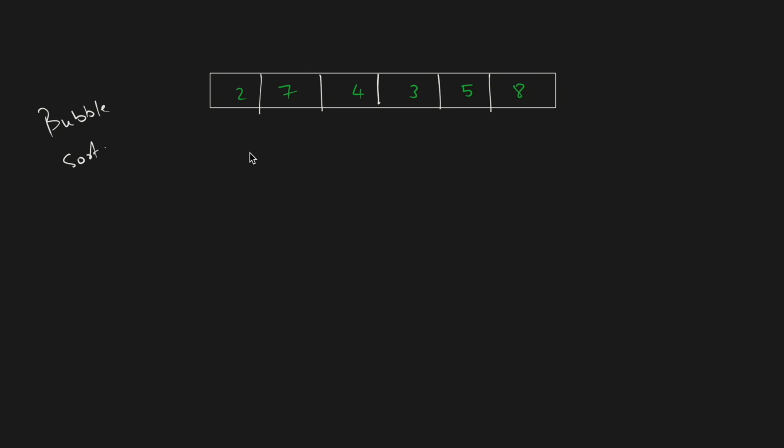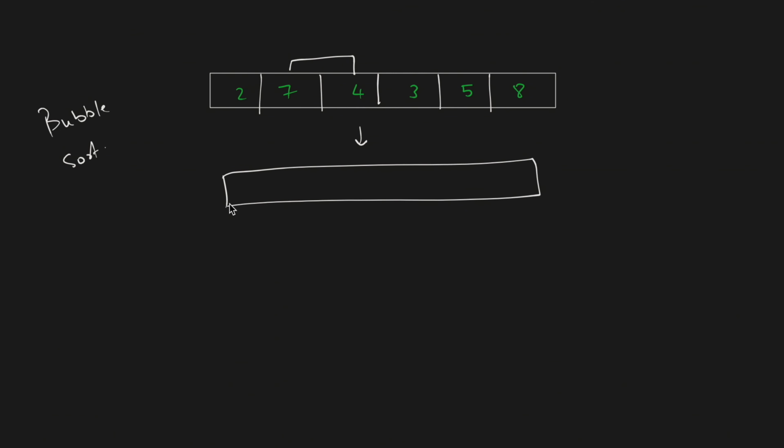So suppose we have this list of numbers. If we look at the first two, we can see that the value of 2 is less than 7, so we do not have to do anything. Next we move our focus to the numbers 7 and 4. As you can see, the value of 7 is greater than 4, so the positions of 7 and 4 are swapped and the rest stays the same.